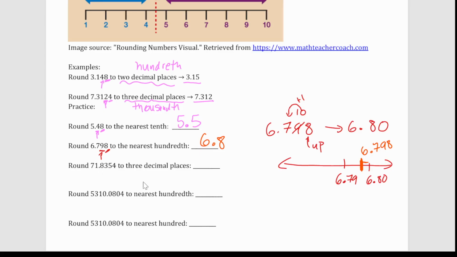The next one, if we're going to round to 3 decimal places, we want to pay attention to whether or not this 5 goes up or down. And the number next to him, 4, is less than 5, so he's going to round down to 71.835. Nearest hundredth for the next one, so hundredth is the second decimal place. The number next to him is a 0, so he's going to round down. That's less than 5. So you would just round that to 5,310.08.